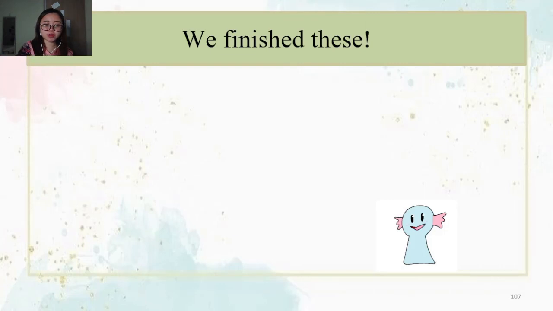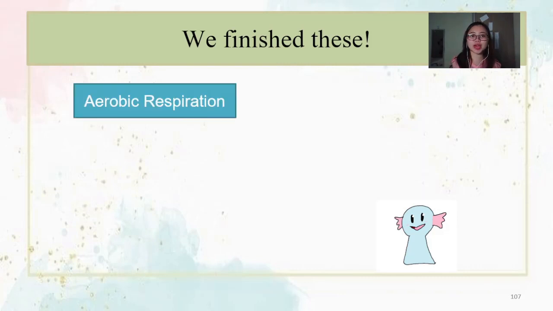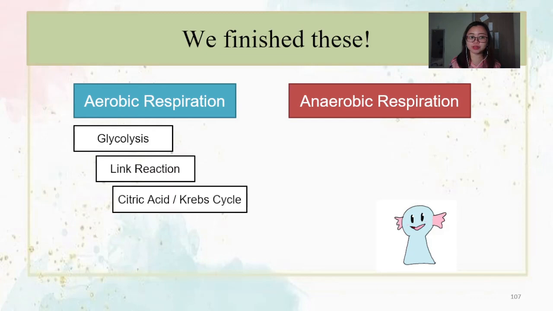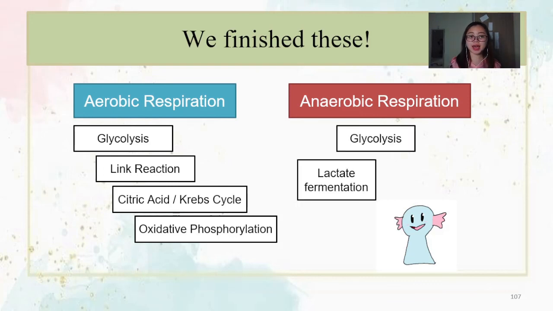All right, so just a very quick summary. We have already finished the video lessons for chapter 5, and in this chapter, we've already gone through aerobic respiration and anaerobic respiration. Under aerobic respiration, we learned about glycolysis, link reaction, the citric acid cycle or the Krebs cycle, and oxidative phosphorylation. Whereas under anaerobic respiration, which is what we did for this video, we learned about glycolysis and lactate fermentation, as well as alcohol fermentation, and also their uses and importance to our industry.